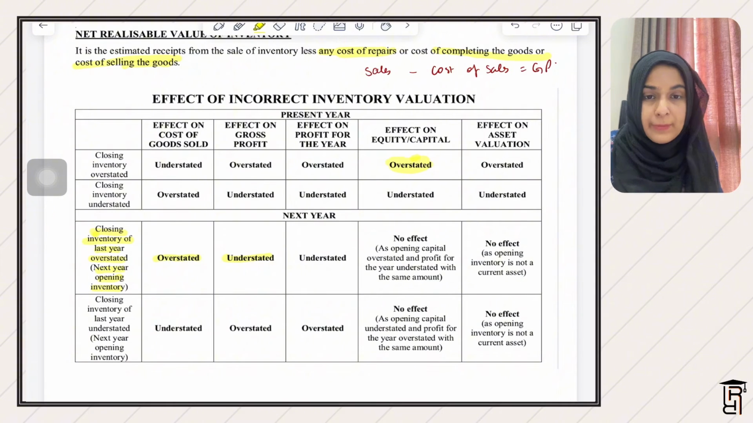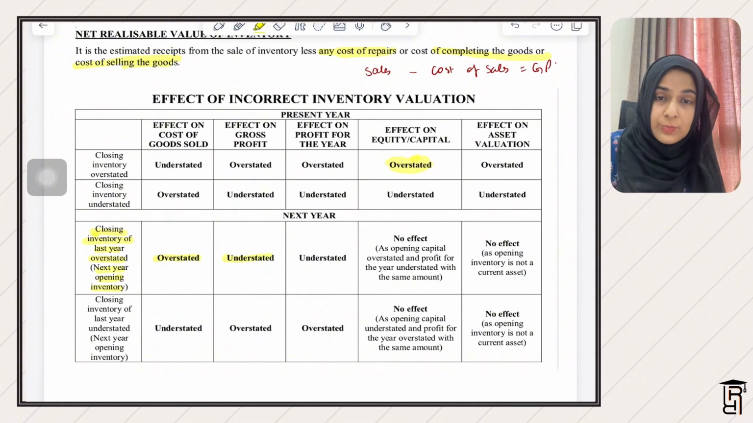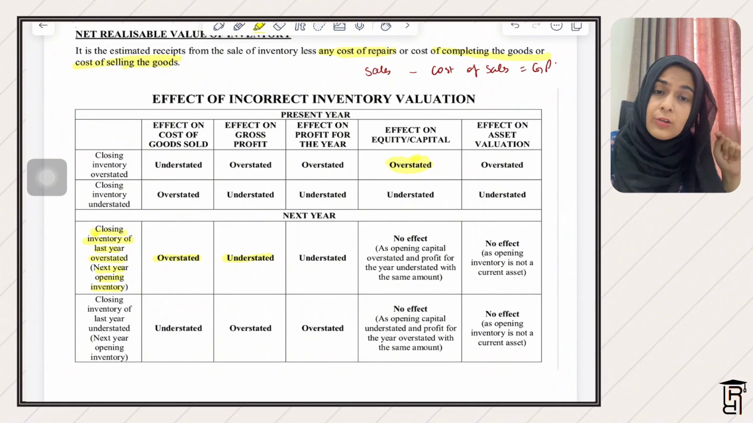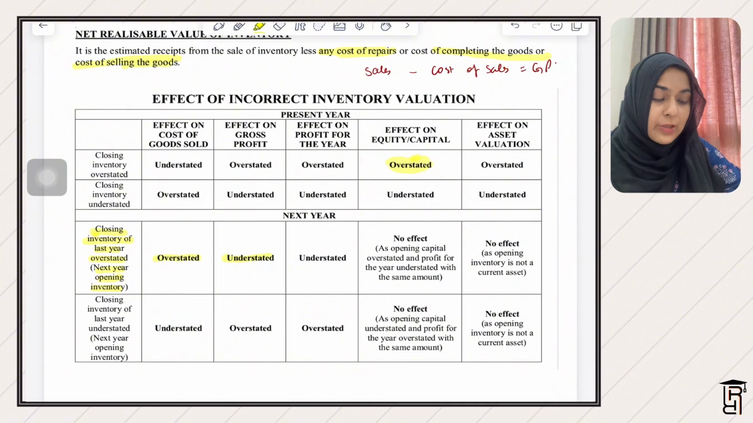Also, something to remember here is that the relationship of opening inventory with gross profit is an indirect relationship. If you overstate opening inventory, your gross profit will be understated, and your profit for the year will also be understated. And then again, your profit for the year will be understated, and capital will have no effect.